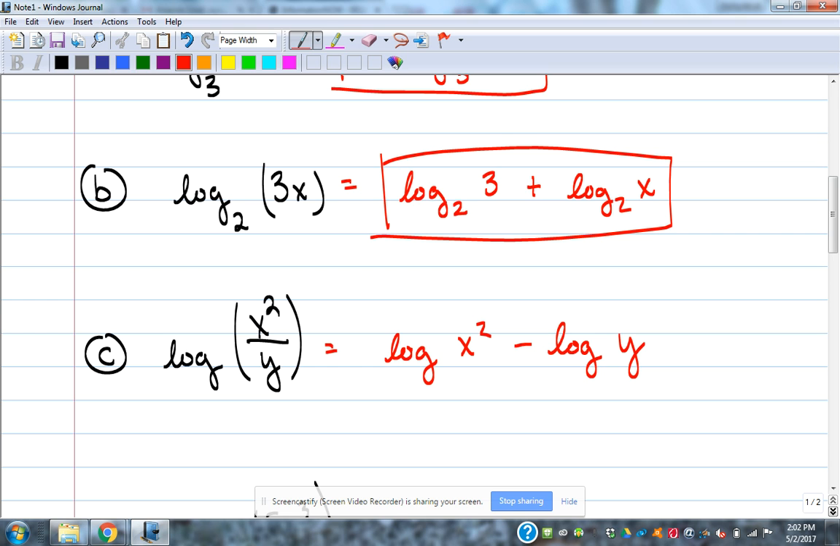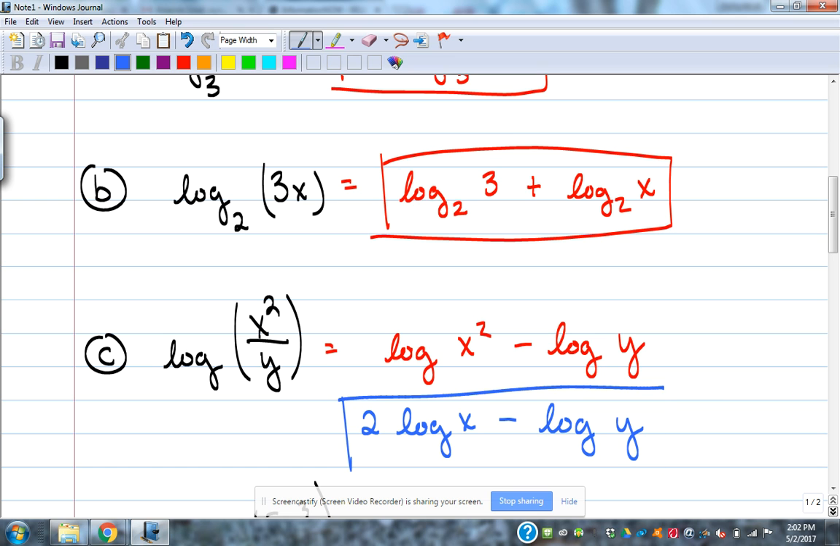Okay. Now, could either of those be expanded a little bit further? Using either the power rule or the product rule, product property. Well, I see an exponent on this x squared. So the power rule says, oh, that 2 can come down to the front. So that would end up being 2 log of x minus log y. And that would be the expanded form of that one. Okay. You're not done until it won't break apart in any other way. Okay, not done until it won't break apart at all.